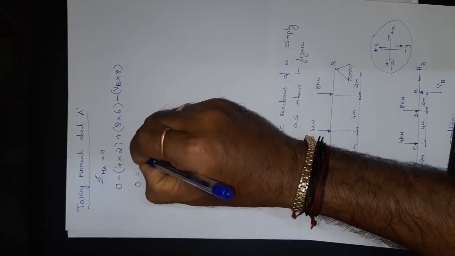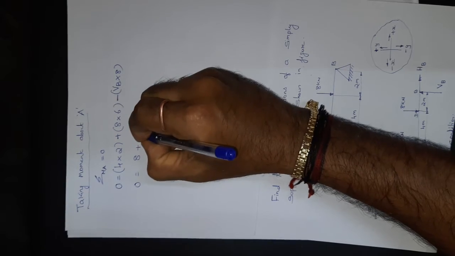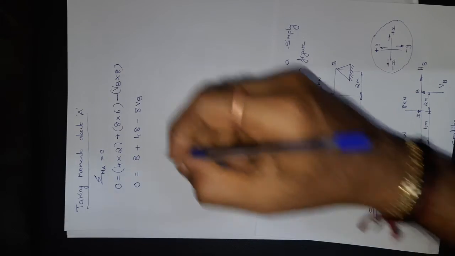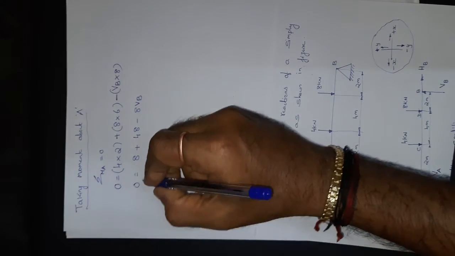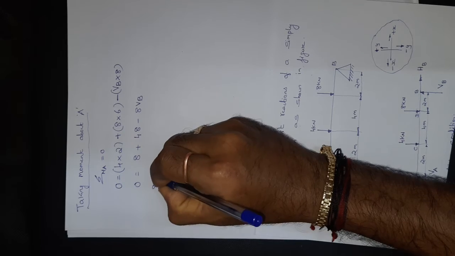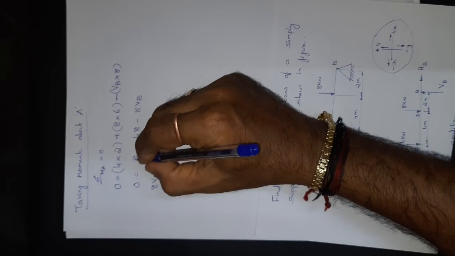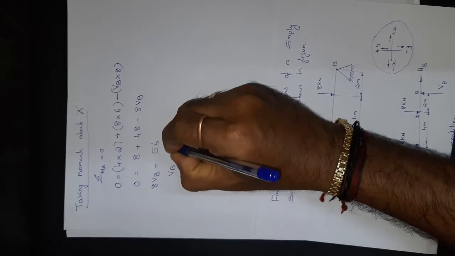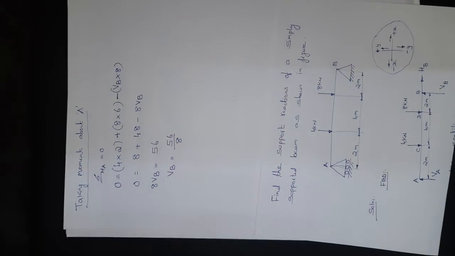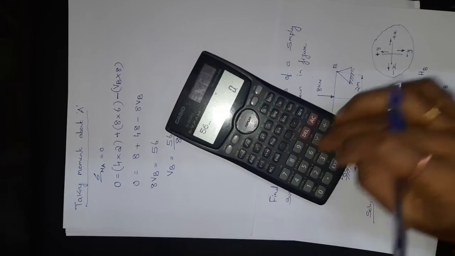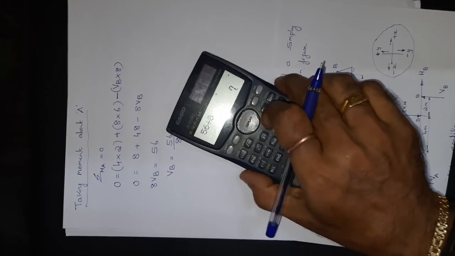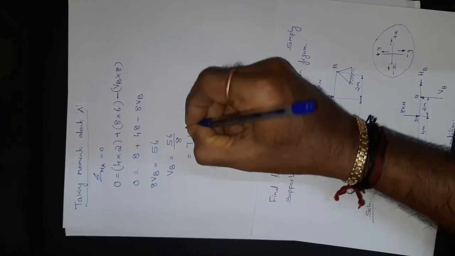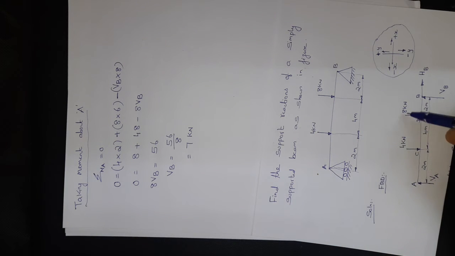So 0 is equal to 8 into 6, it is 48, minus 8 VB. Right. So let me just take this minus 8 VB to the left hand side. So it becomes 8 VB equal to 48 plus 8, which is 56. So therefore VB equal to 56 divided by 8, which works out to 7 kilonewton.